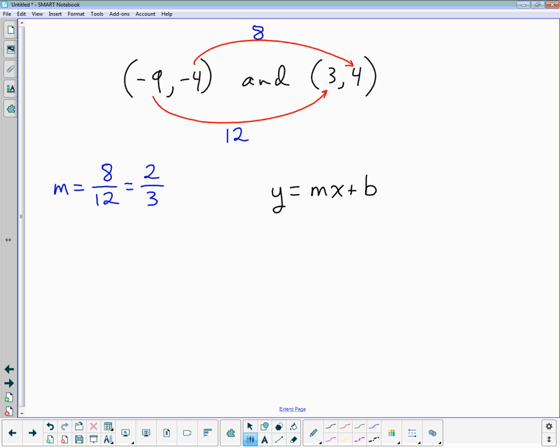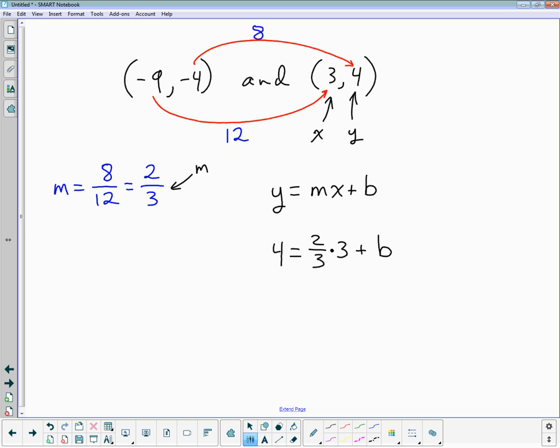So, what's my y value that I'm going to start with? Which one's the y? 4. The 4. Remember, it's alphabetical. What's my m? 2/3, and the x? 3. See, remember, that's your x. That's your y, and that's your m. Okay, and now we're plugging everything in. Oh, don't forget the plus b.